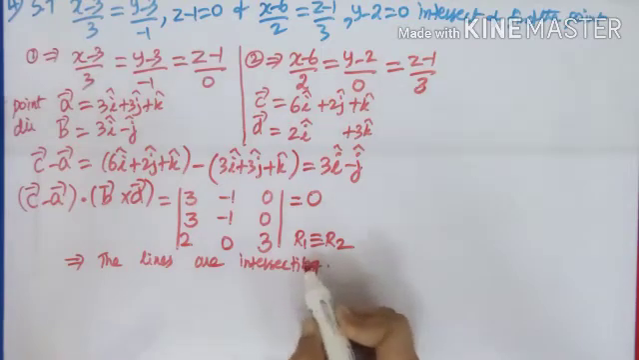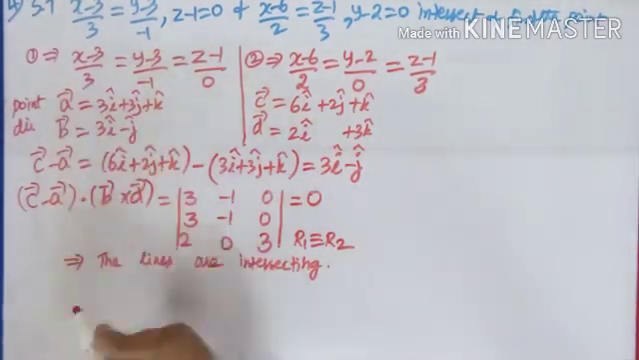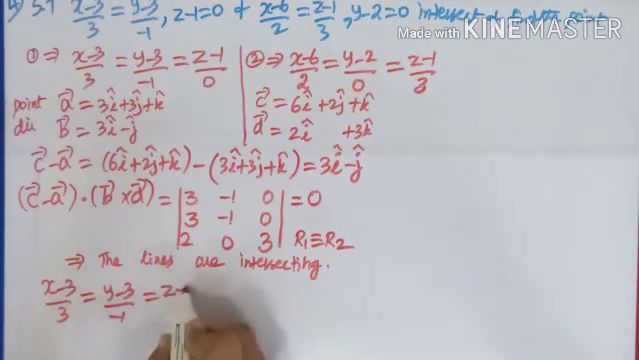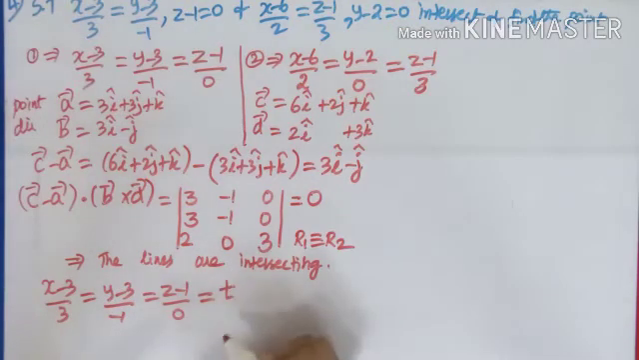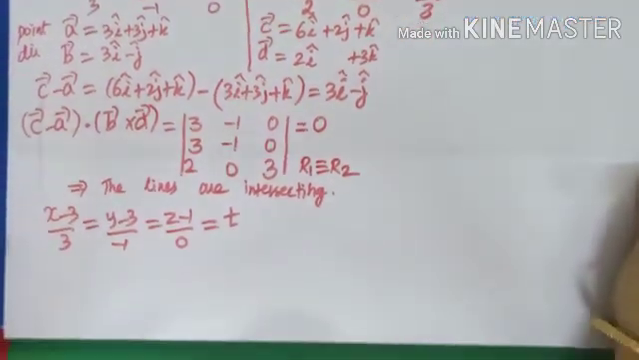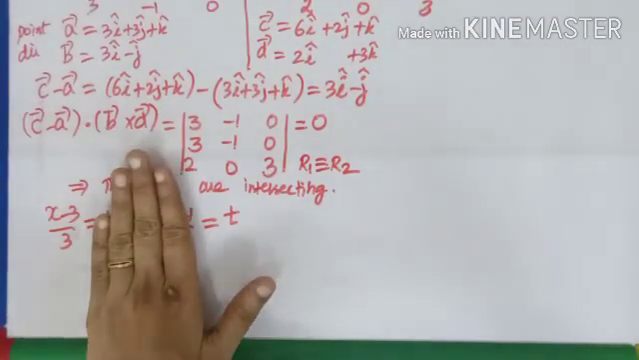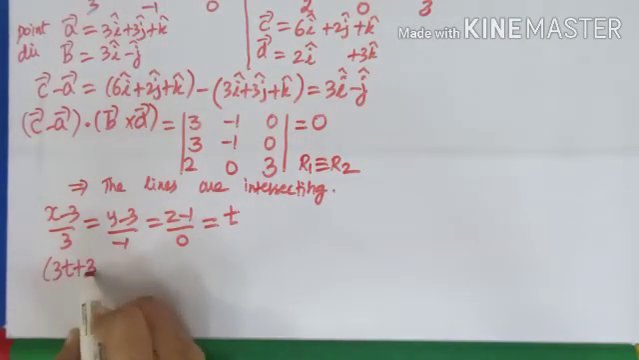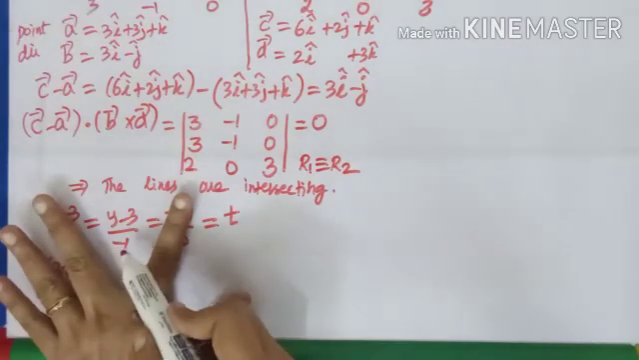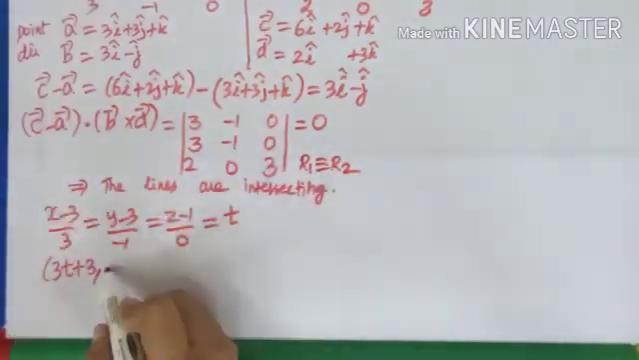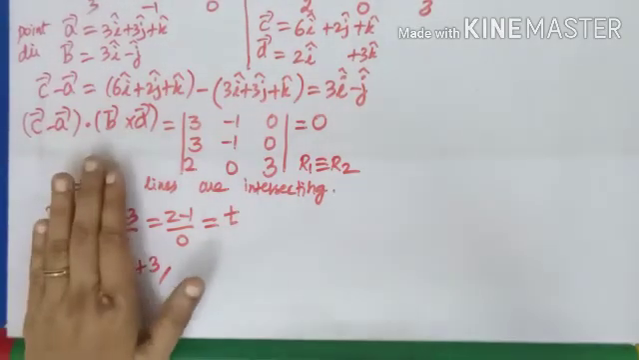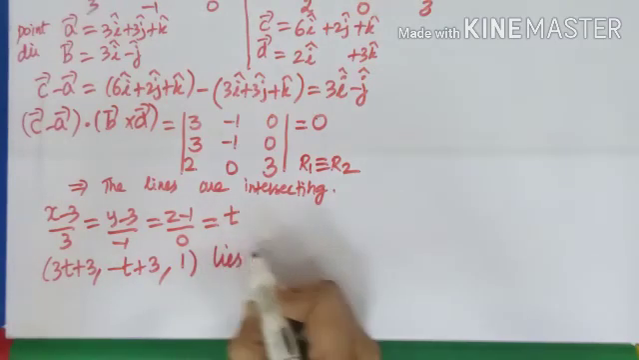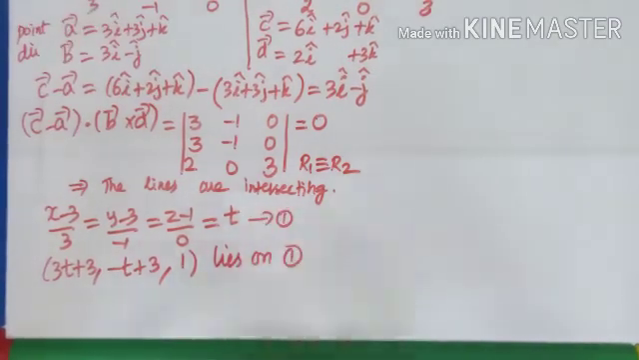Now the question is, find the point of intersection. Take the first line, (x minus 3)/3, (y minus 3)/(minus 1), (z minus 1)/0, and put it equal to t. How to write the point? Let us remember, hide y and z: 3t plus 3. Hide x and z: minus t plus 3. Hide x and y: 0t plus 1, or simply 1. So the point lies on line 1. This is the first equation.